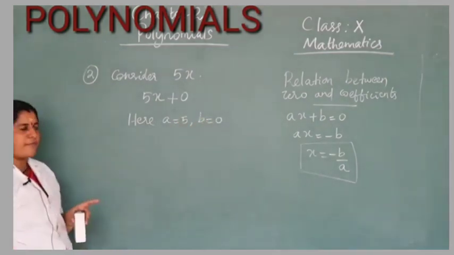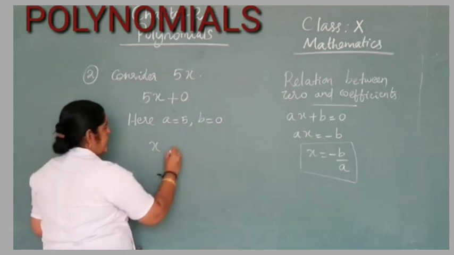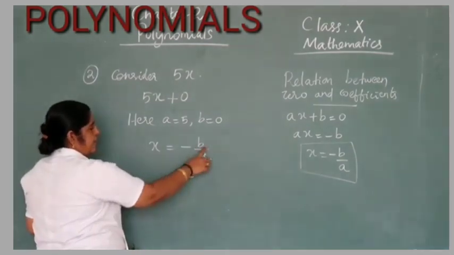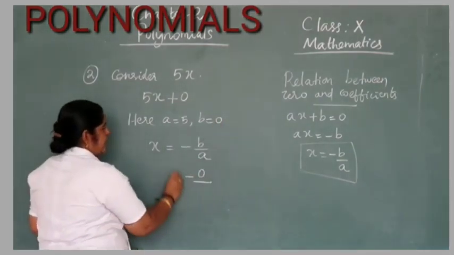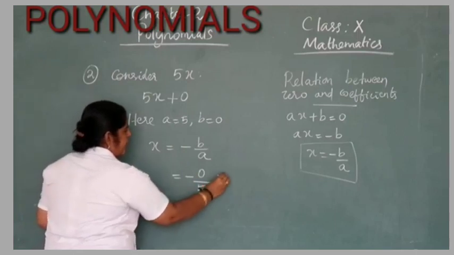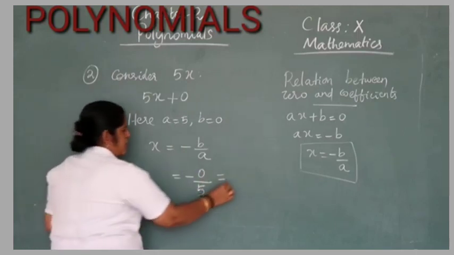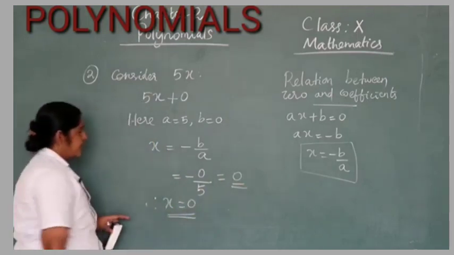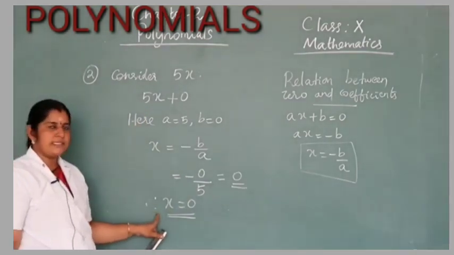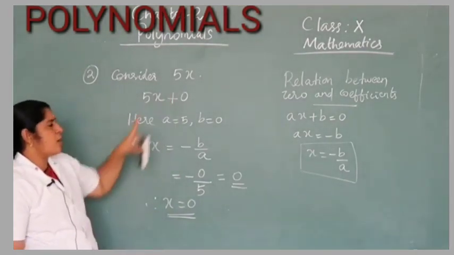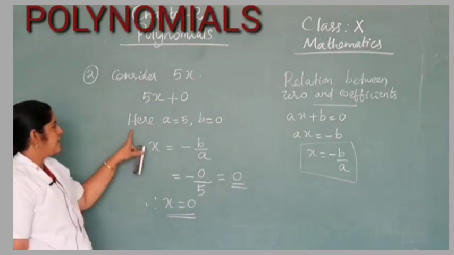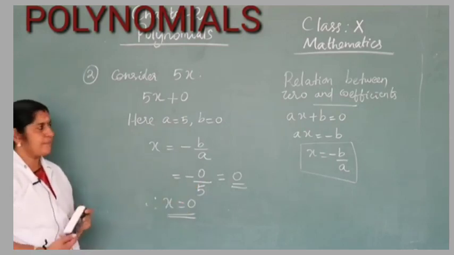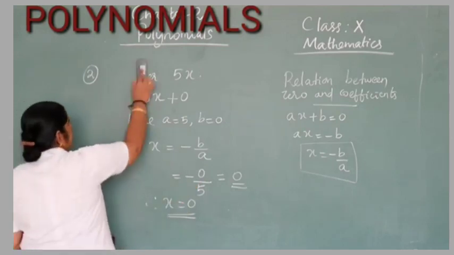Now how to find the value of x? Using this relation x is equal to minus b by a, we put b value is 0, so 0 by a is 5. Again 0 by any number is 0. Therefore x is equal to 0. So in this case the value of x is 0. When the constant term becomes 0, then the value minus b by a also is equal to 0. So now one more example.